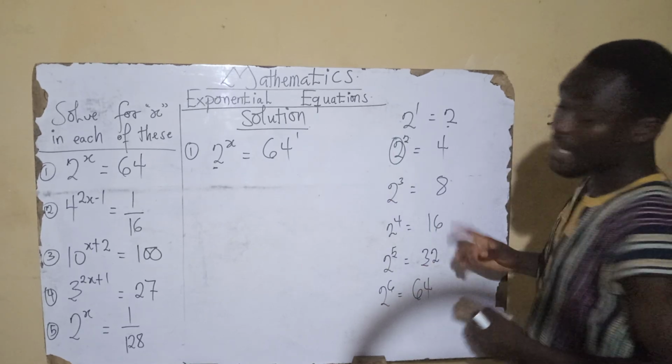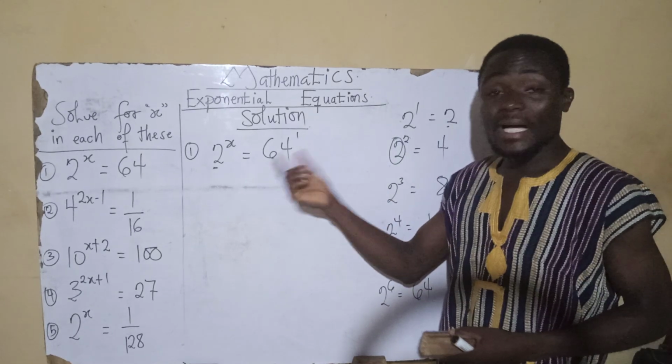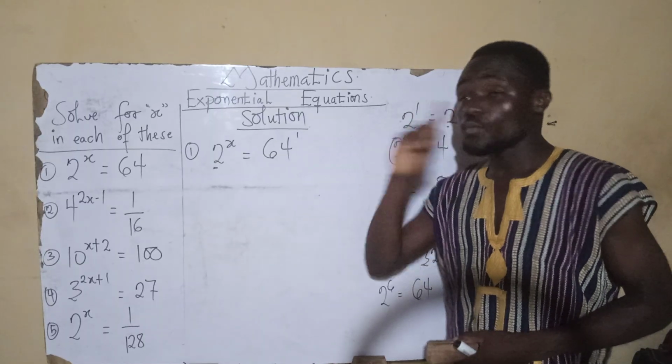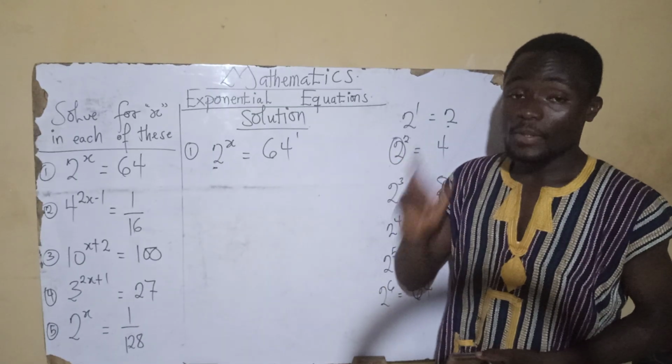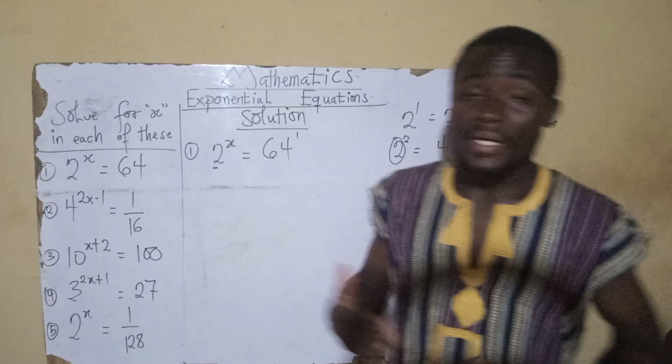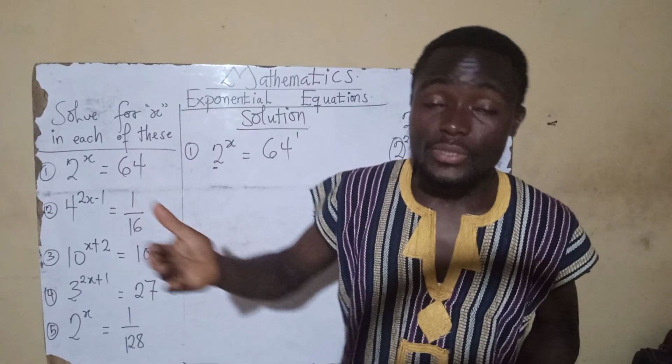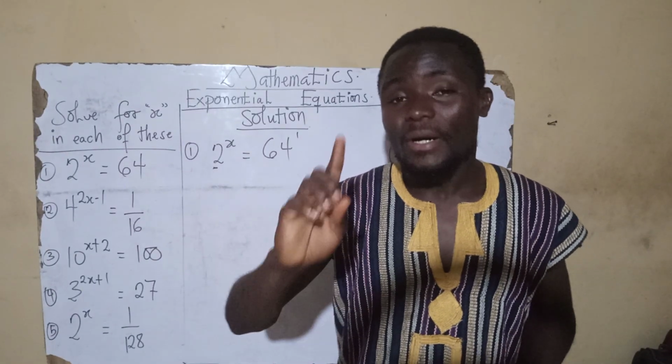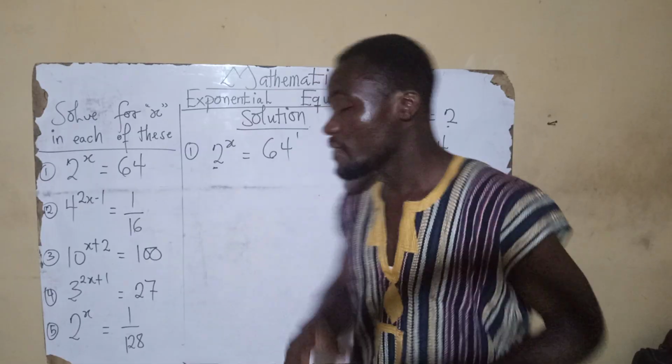Now have it in mind that I told you that because the 64 has no power, the power here is what? 1. Okay, the power there is 1. Have it in mind that in mathematics, anytime a number stands on its own, every whole number has a power of what? 1, which is positive 1.